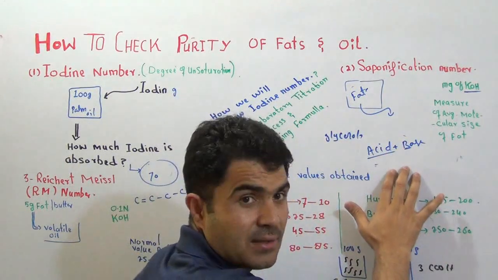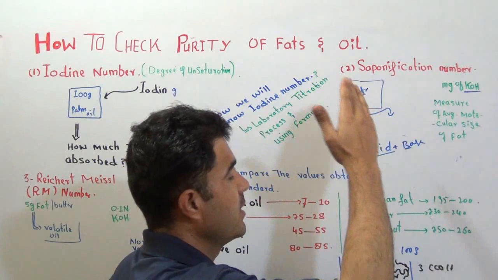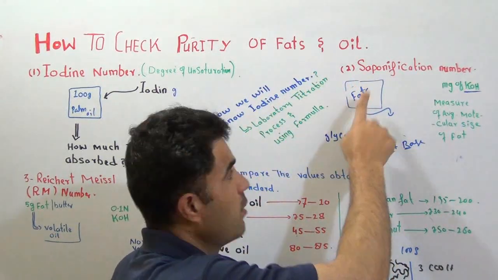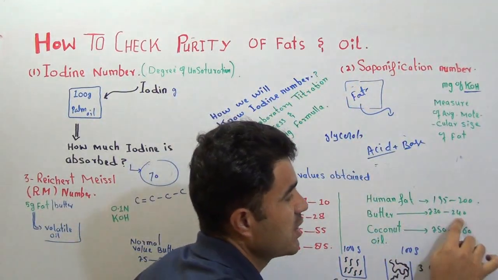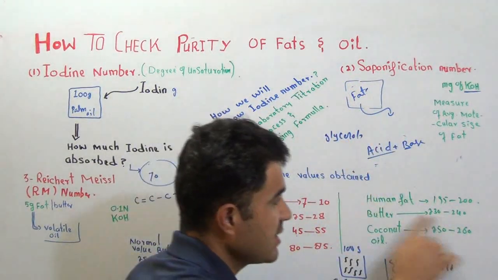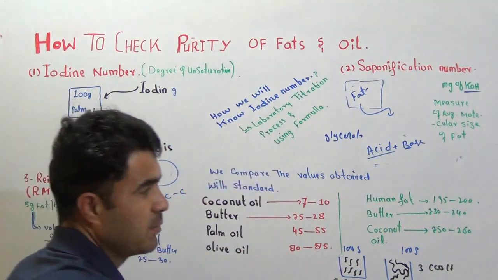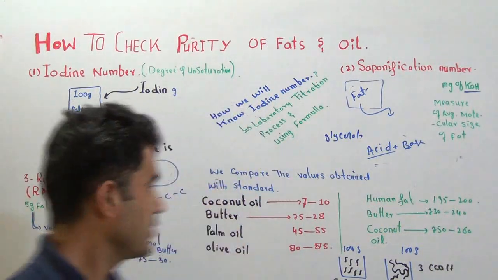So then you will get the number and you will compare the number. Let's suppose with the given fat, someone said that this is butter. For butter, the number should be between 230 and 240. If the number you obtained was not in this range, it means there is a problem in that butter. So test number 2 was also done. Now come to test number 3.